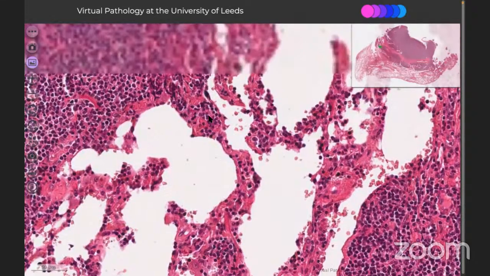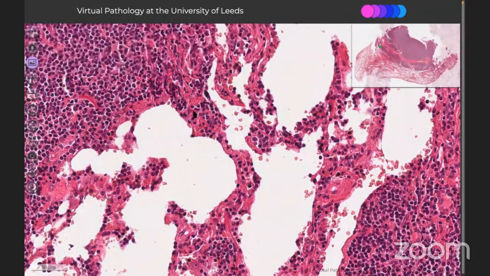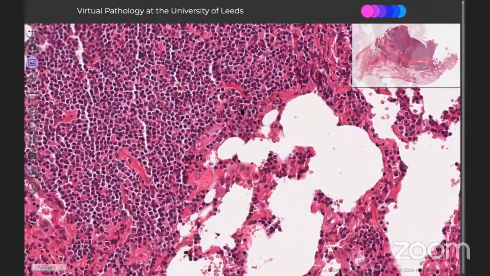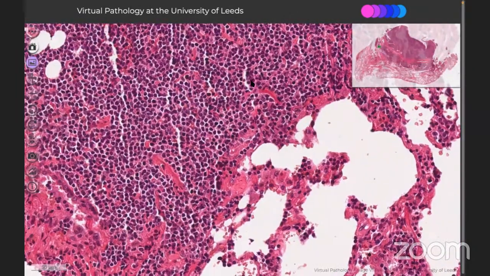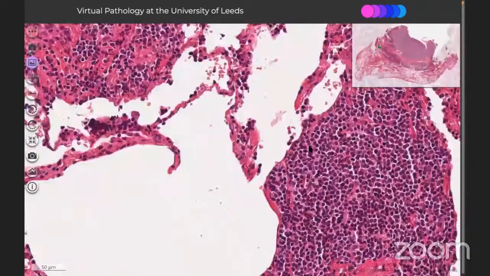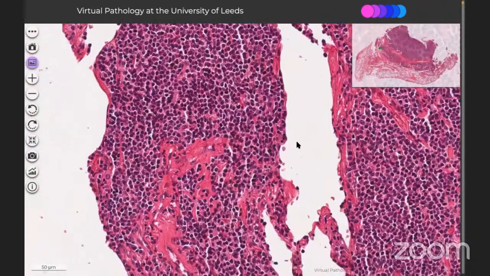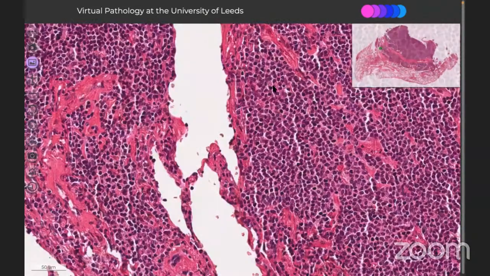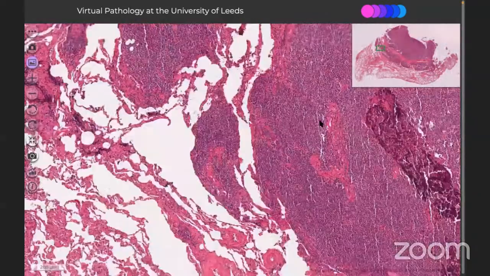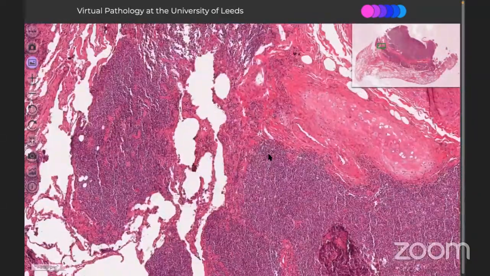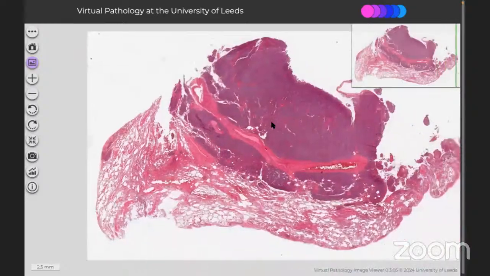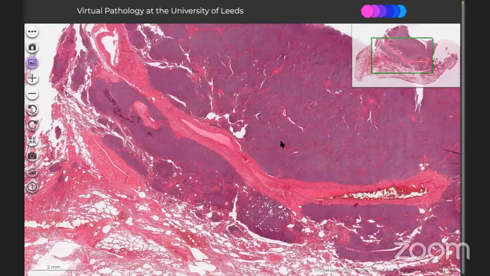So what are we getting? We are getting a monotonous population of cells. We are getting very low grade nuclei. There is no high grade transformation in this case. And there is lymphoepithelial lesion, there is angio invasion. So overall, it is in favor of a lymphoproliferative lesion.